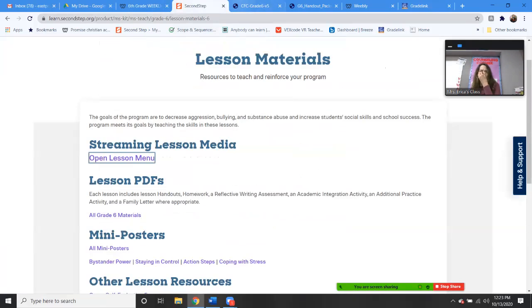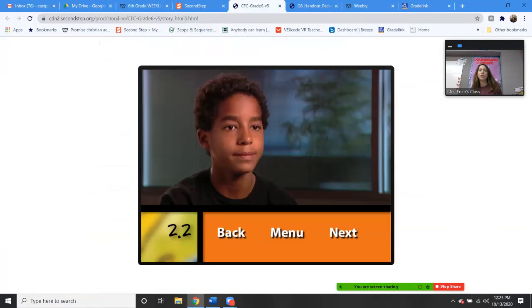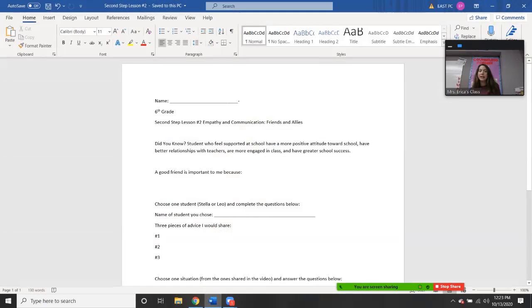Okay, so let's move right into our second step lesson 2. And our topic that we're learning about is friends and allies. And so we'll be talking about what does it mean to have a good friend, to be a good friend. And so it says, did you know students who feel supported at school, they have a more positive attitude towards school, they have better relationships with their teachers, they're more engaged in class, and they have greater success in school.